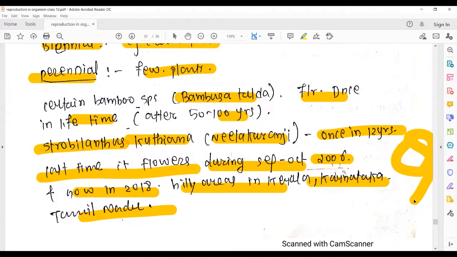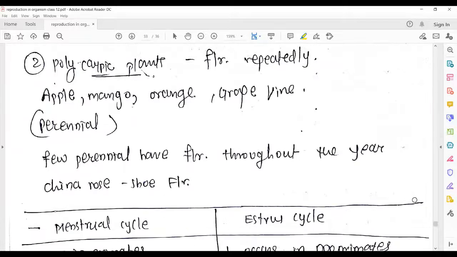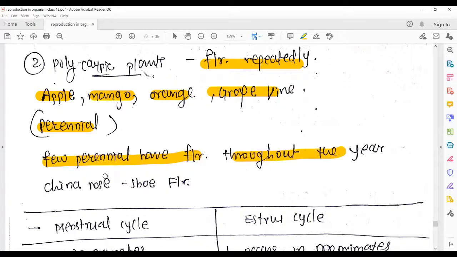Coming to the next category, polycarpic plants. Polycarpic means they flower repeatedly, like apple and mango. Every year you will get apples, every year you will get mango, orange, grapevine. So these are perennials. A few perennials flower throughout the year, for example China rose, that is the shoe flower.